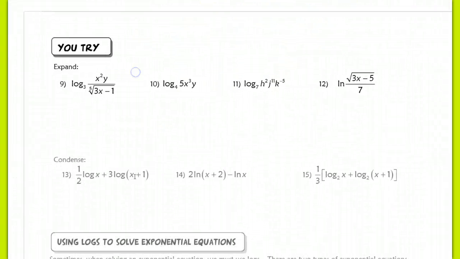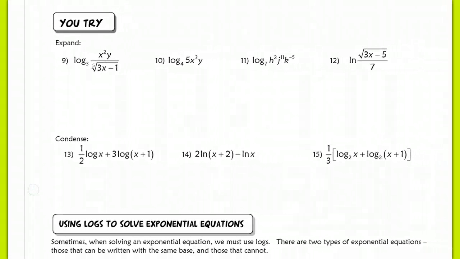All right, now I really beg you, please do these, okay? I really want you to get practice with these and to check with the key to make sure you know how to do each and every one of these, okay?